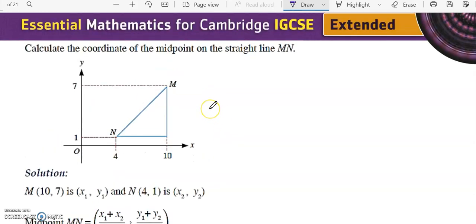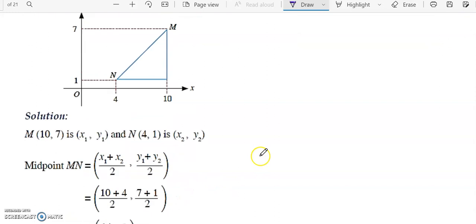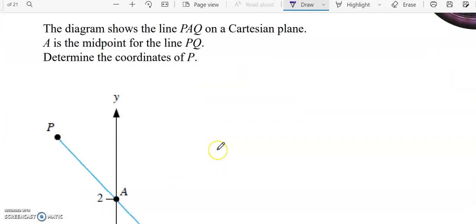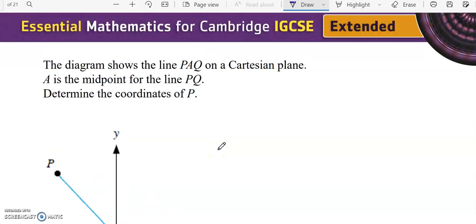So we have M here, which is (10, 7). We make it x1, y1. And then point N is (4, y). We make it x2, y2. So we substitute into the formula, and then we get the midpoint of MN is equal to (7, 4). So next we go to solving problems for midpoint.